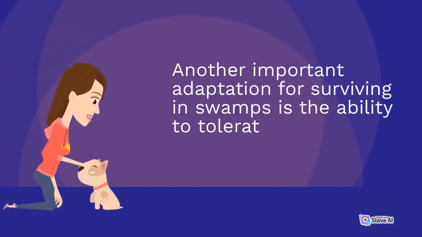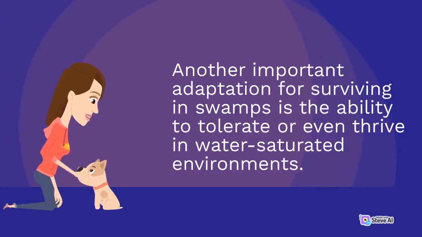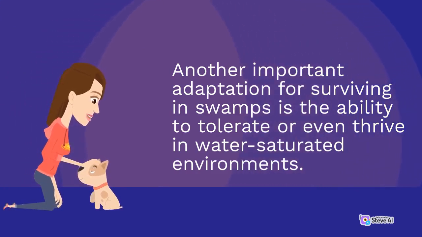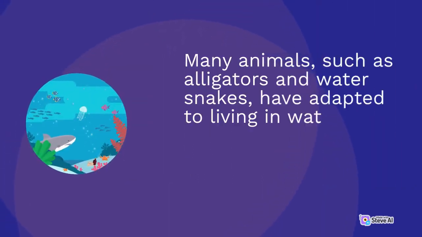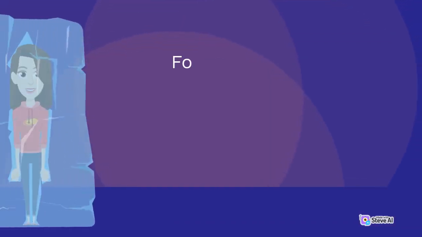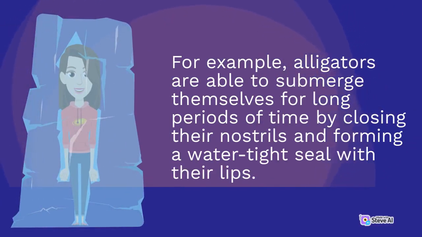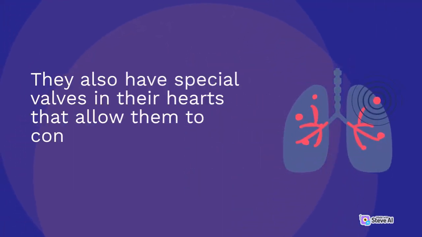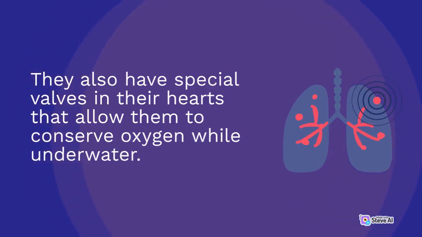Another important adaptation for surviving in swamps is the ability to tolerate or even thrive in water-saturated environments. Many animals, such as alligators and water snakes, have adapted to living in water and have developed specialized features to aid in their survival. For example, alligators are able to submerge themselves for long periods of time by closing their nostrils and forming a watertight seal with their lips. They also have special valves in their hearts that allow them to conserve oxygen while underwater.